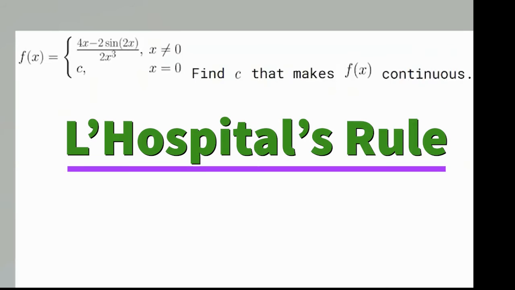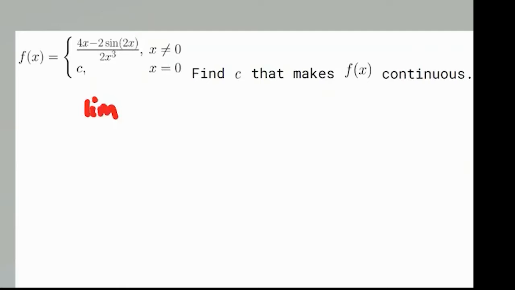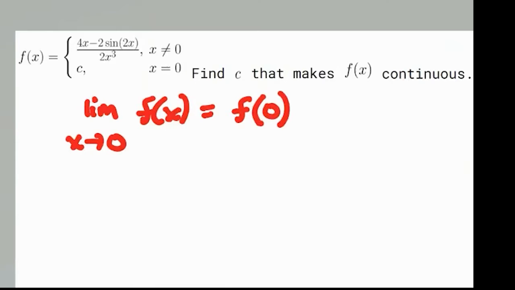What I'm going to use is the limit definition of continuity for this problem. So I'm going to write that out first. So the limit as x approaches 0. Now, how do I know it's 0? Based on this right here. Of f of x has to be equal to just f of 0. Okay, limit definition of continuity right there.